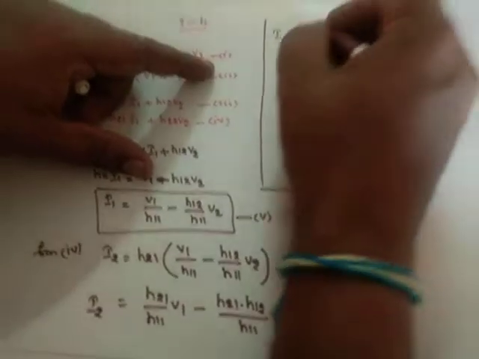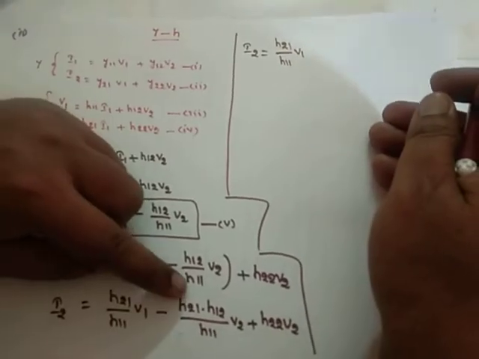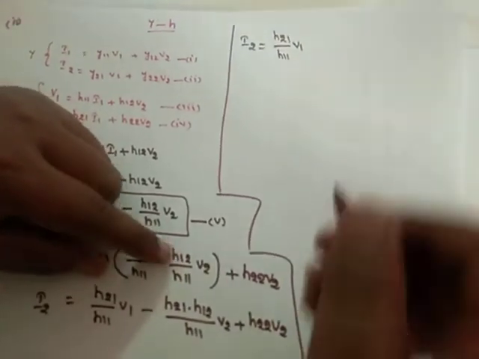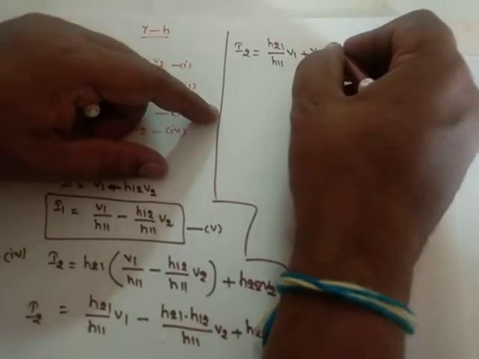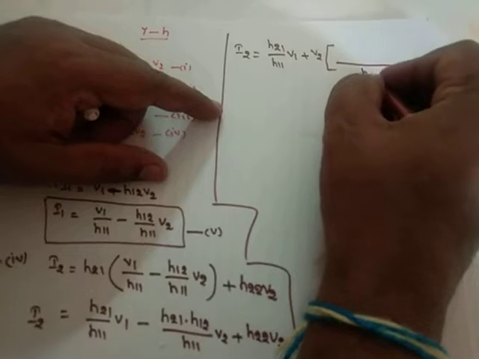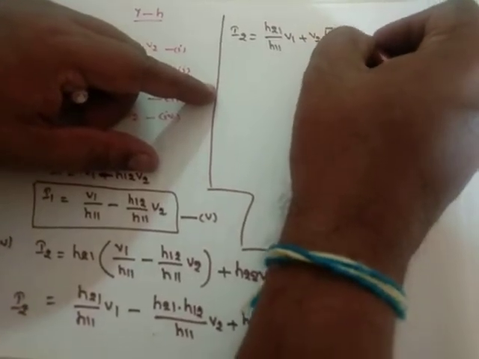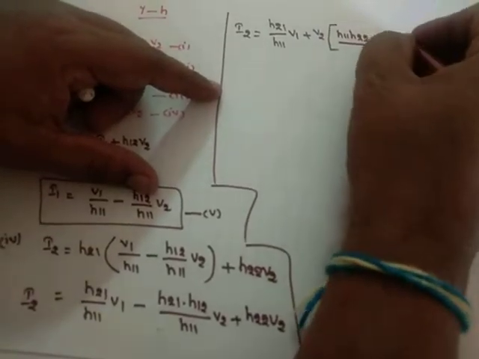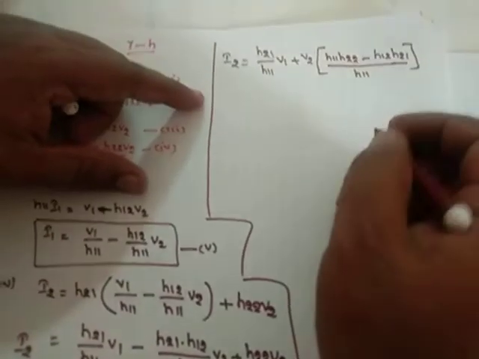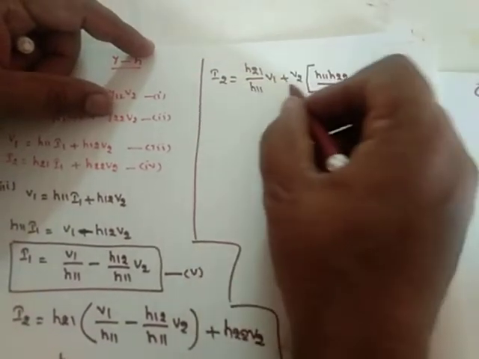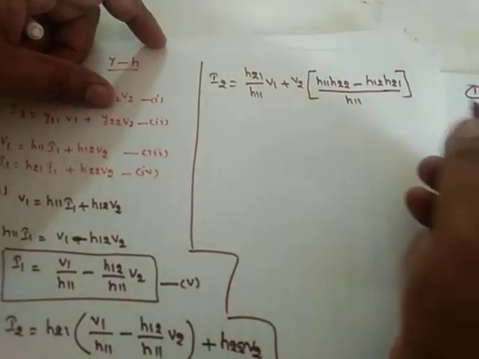Further simplify. I2 is equal to H21 by H11 V1, taking common, plus V2, taking common here. Then the expression here is (H11 H22 minus H12 H21) by H11. Okay. Now here I2 is expressed in terms of V1 and V2. I2 depends upon V1 and V2, again in the H parameter model, right?